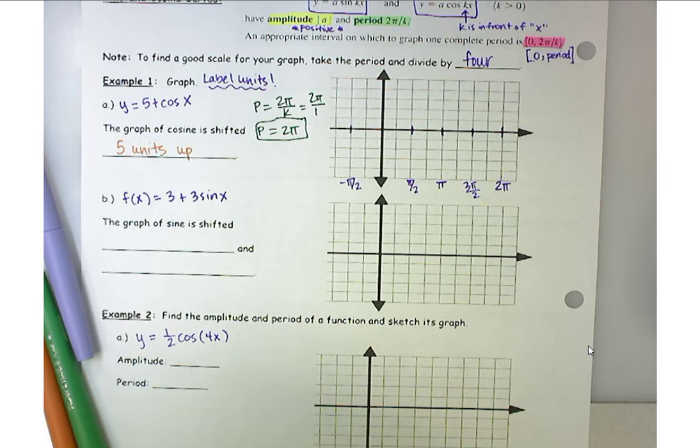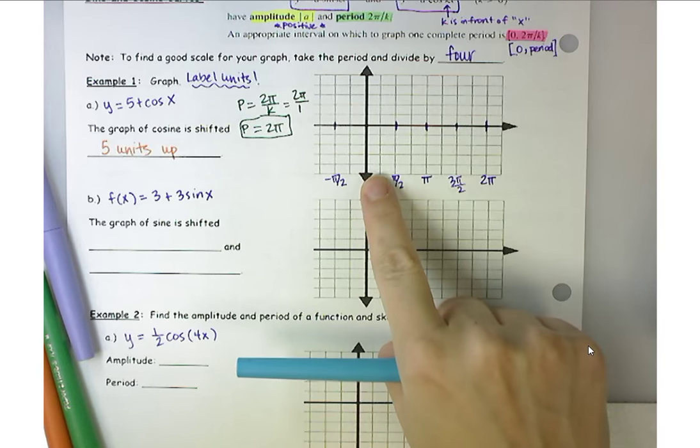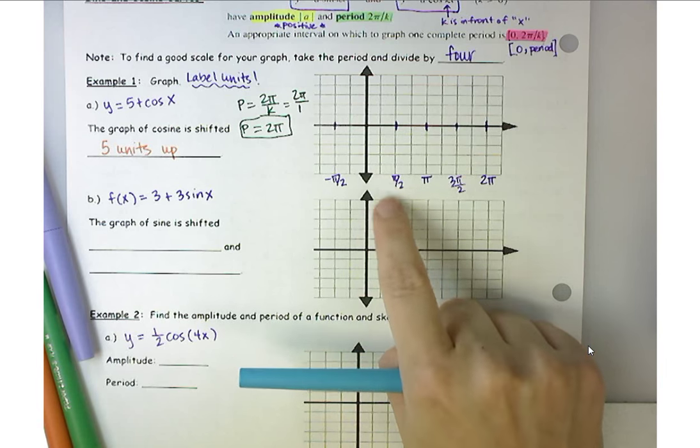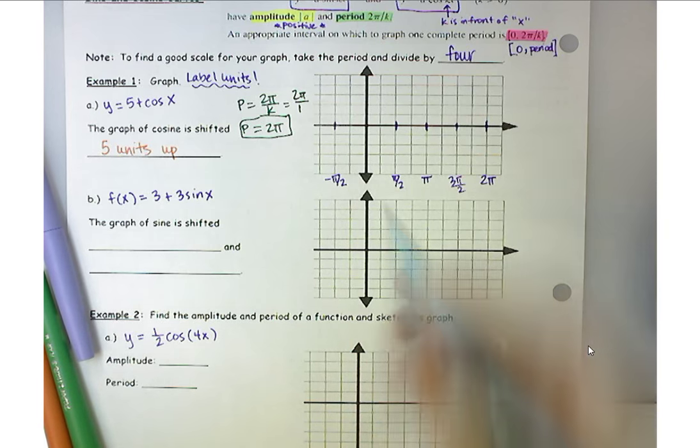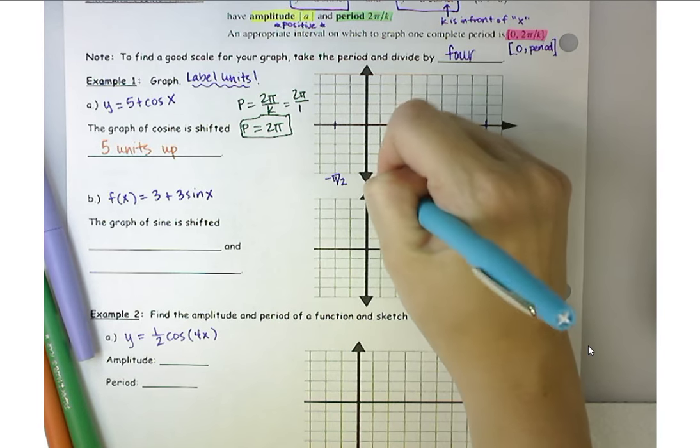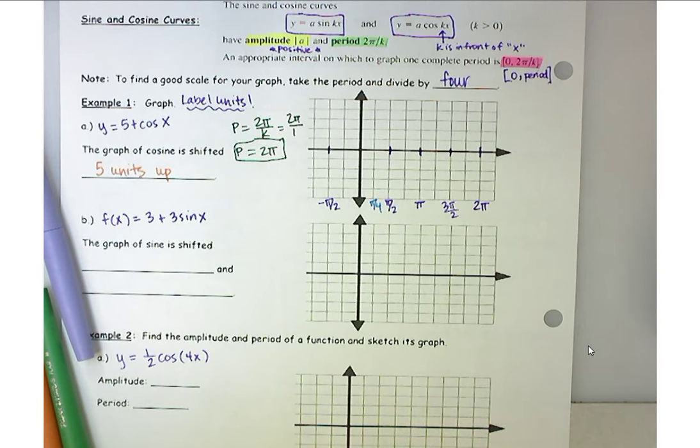Technically, every one space on here is equivalent to what value? Pi over 4, because see how this is a half? Half of a half is 1/4. So pi over 4. So really it is going by pi over 4. That's not something you necessarily have to label.